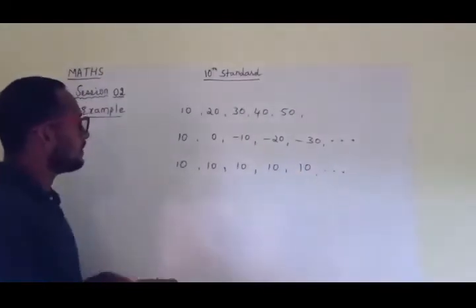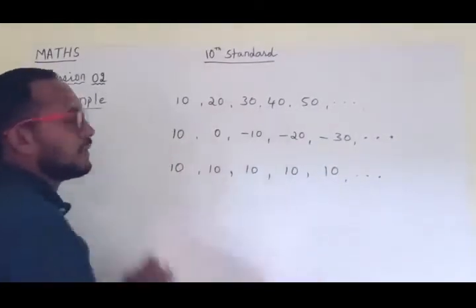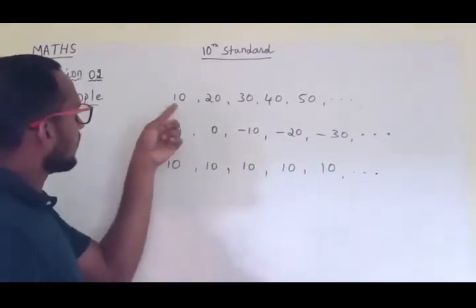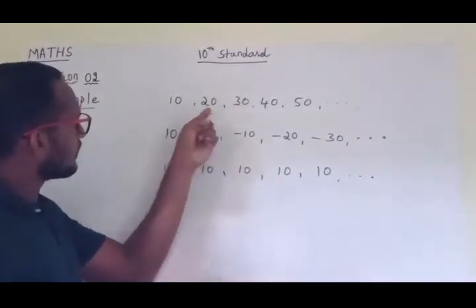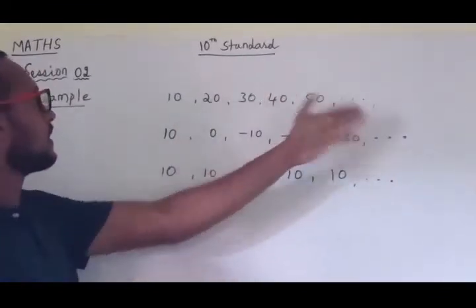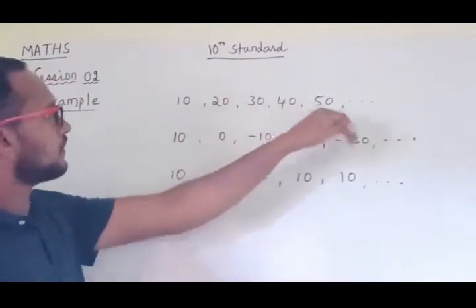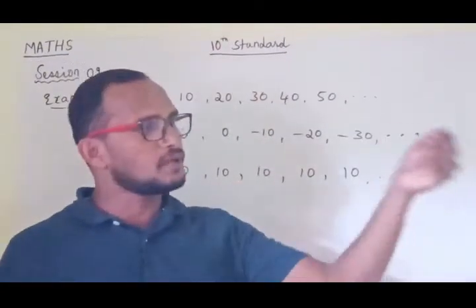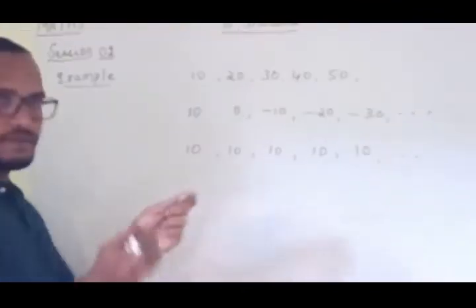Now let's have a look here. For 20, the preceding number is 10 and the successive number is 30. To get 20, you have to add 10 to 10. To get 30, you add 10 to 20. To get 40, you add 10 to 30. And just keep on adding 10. So the second, third, fourth and fifth consecutive terms are obtained when you add a fixed number, 10. The second sequence is a bit different.